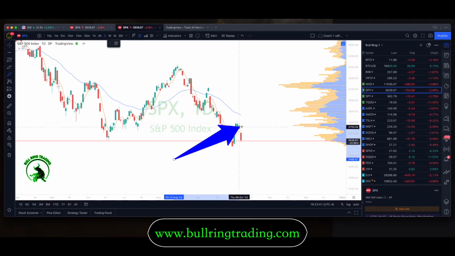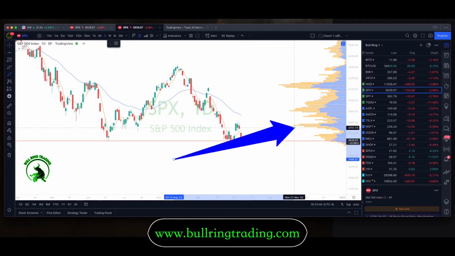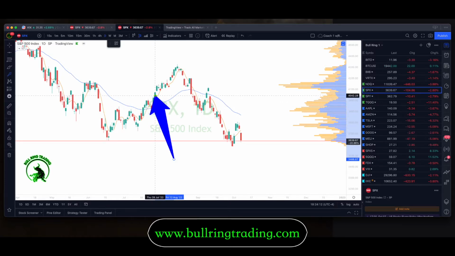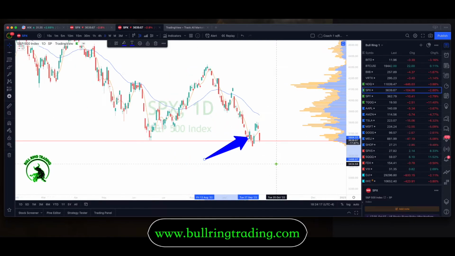We rallied up and we met these shelves here, the volume profile. So we met a lot of resistance, which, if you want to learn more about trading, is basically sales. There's a lot of sales here. When buyers are buying and there's not enough buyers, and there's more sellers, stock's going to come down. That's just normal everyday trading. You see red, people are selling. See green, more buyers than sellers. So that's where we are with SPX.